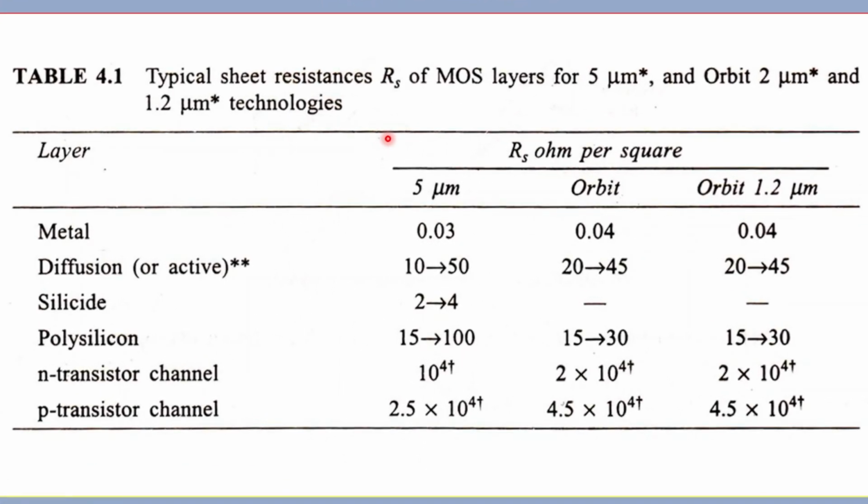This is the table of typical sheet resistance Rs of most layers for 5 micrometer, 2 micrometer and 1.2 micrometer technologies. For metal, the sheet resistance Rs is 0.03 for 5 micrometer technology, and 0.04 for 2 micrometer and 1.2 micrometer technology. For the diffusion layer, the typical sheet resistance Rs is 10 to 15 ohm per square for 5 micrometer technology and 20 to 45 ohm per square for 2 micrometer and 1.2 micrometer technologies. Similarly, for silicide, polysilicon, N transistor channel and P transistor channel, sheet resistance Rs is given.